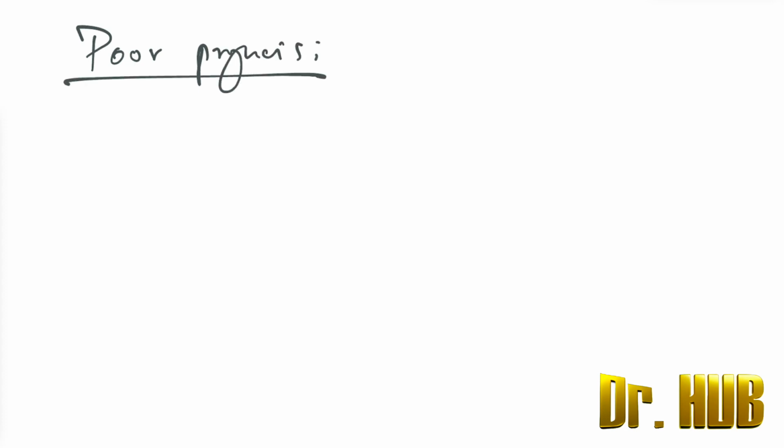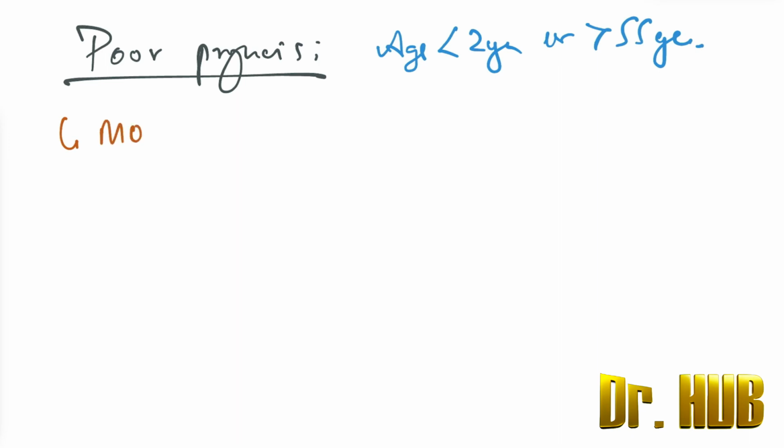Next, we'll move on to the poor prognosis. As per the poor prognosis, this is when the age is less than 2 years or greater than 55 years. Then what are the forms? Forms in poor prognosis involve M0, M6, M7, and they are the forms of the AML.